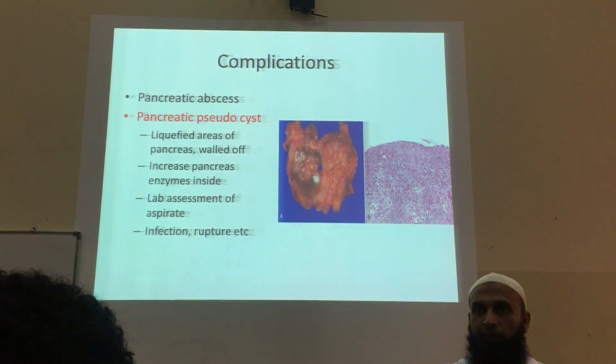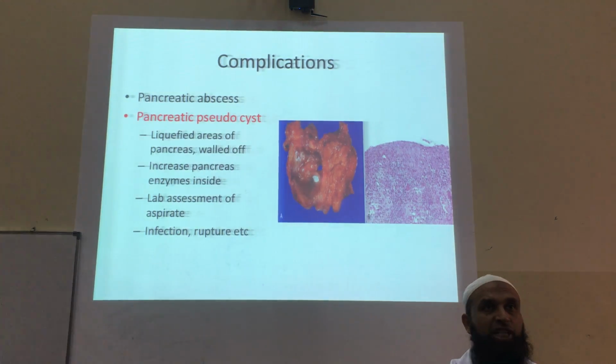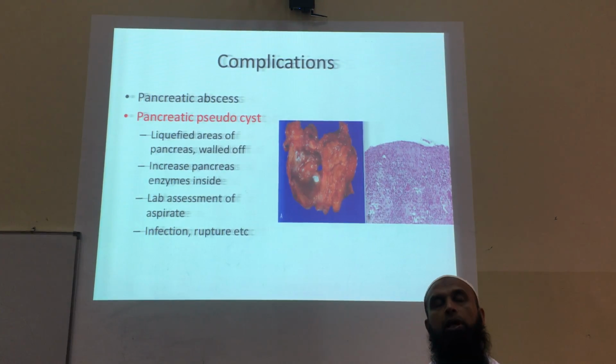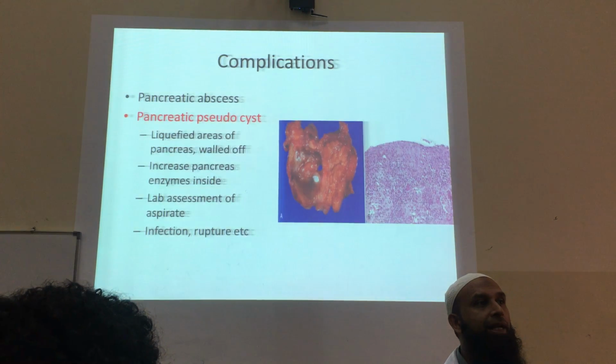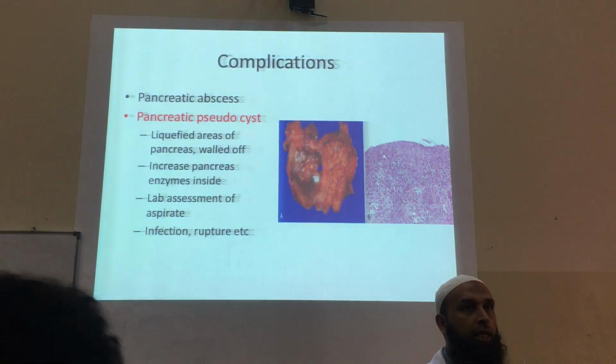So what we do, by ultrasound or CT, we go directly into the pseudocyst and aspirate the material, and then we check the laboratory analysis for amylase and lipase. And usually we find a high level of amylase in this pseudocyst.